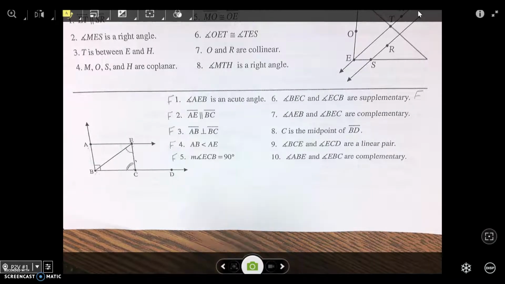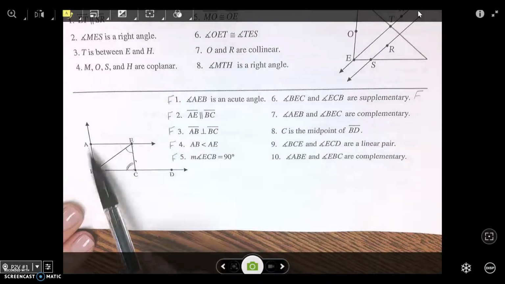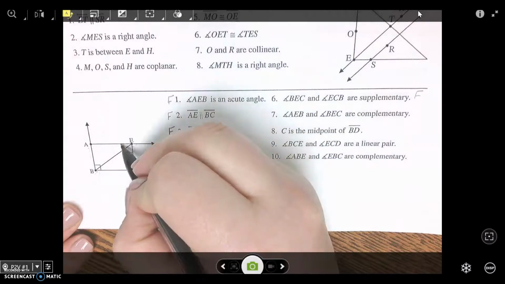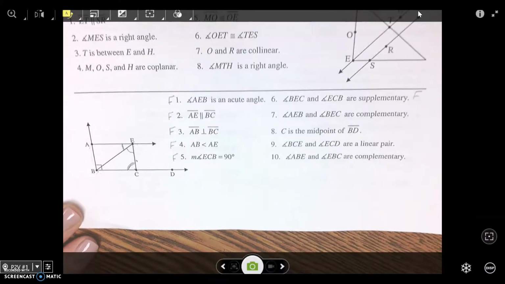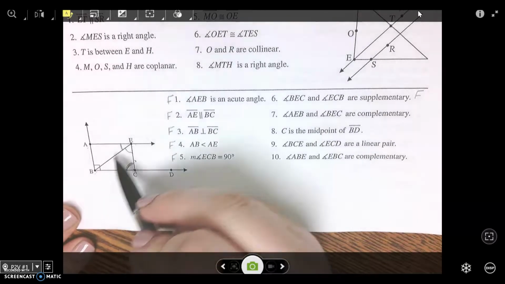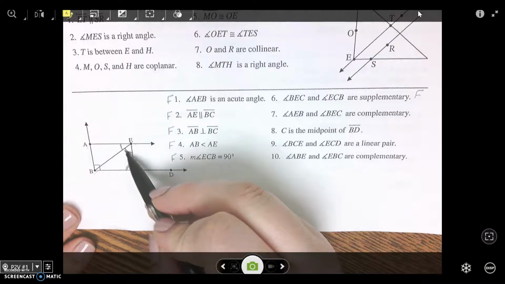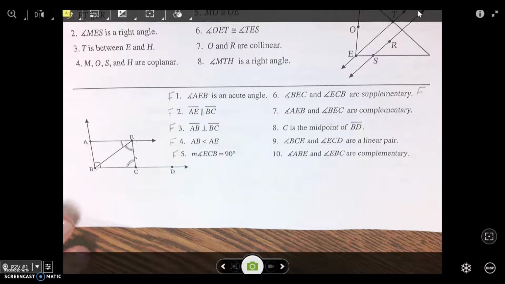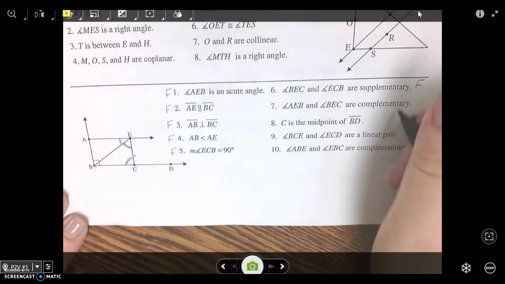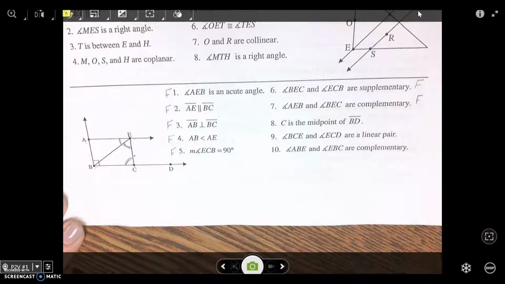Number 7, angle AEB and BEC are complementary. Don't know, they could be, but we don't have any indication if it is or not. So false. Number 8, C is the midpoint of BD.